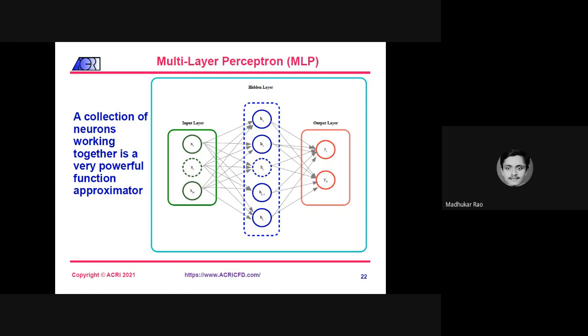So we just saw the equations for one neuron. Now when you put all these neurons together, working together in one layer as well as in several layers, a collection of neurons working together is a very powerful function approximator, and it is that property that we'll be using in our subsequent work.